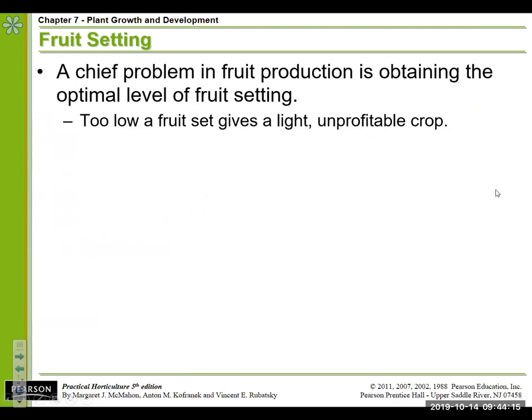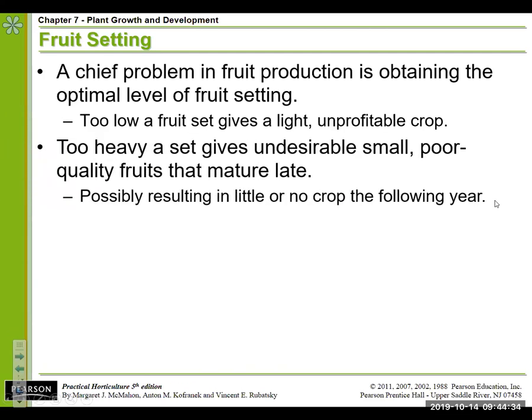So when we're trying to produce fruits on a crop level, we want this optimal level of fruit setting, and we have to have the optimal conditions for that. If we have too low of a fruit set, of course, it can eat into the profit margins of the crop. However, on the other end, too heavy of a fruit set can damage the plants, and also the more fruits you have, the smaller, and in some cases less quality, the fruits will be as well.